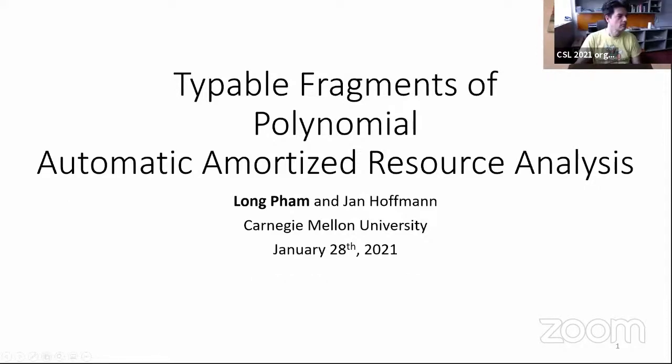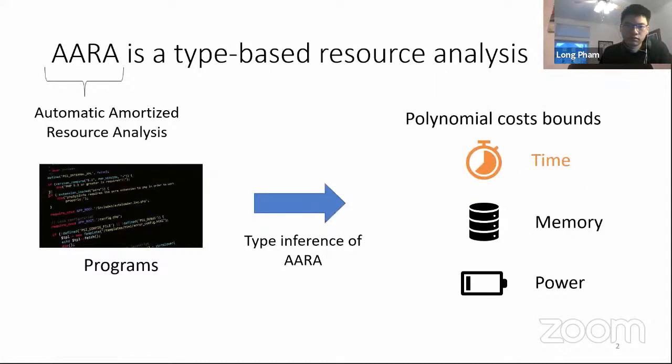Hello, my name is Pham of Carnegie Mellon University, and today I will present typable fragments of polynomial automatic amortized resource analysis. This is joint work with Jan Hoffmann. ARA, which stands for Automatic Amortized Resource Analysis, is a type-based technique for resource analysis of programs. Given a program, ARA infers a resource annotated type which encapsulates worst-case bounds of computational costs. In the context of ARA, computational cost can be anything, including time, memory, and power. However, in this presentation and paper, we focus on the running time.